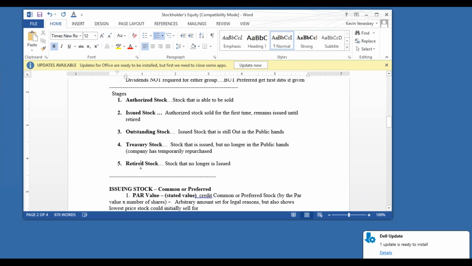And then the final category is you no longer have the stock issued. You have retired it. It will no longer be sold ever. So once it's retired, it's gone. It's no longer even authorized. So if we had 1,000 shares authorized and I retired 200, that means I only have 800 left authorized that I could sell.